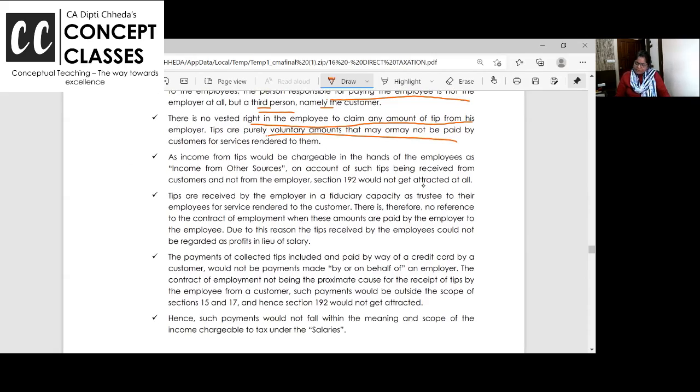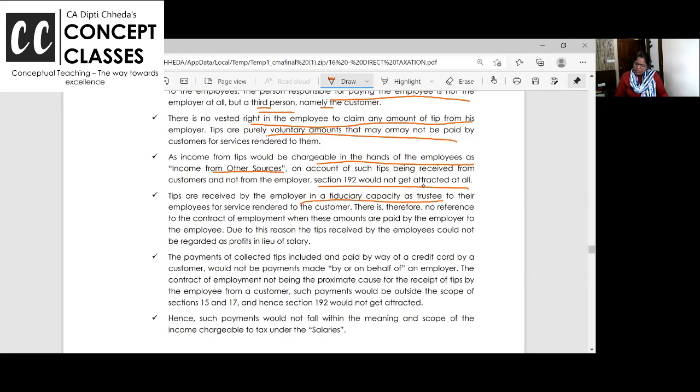Income from tips would be chargeable in the hands of the employee as income from other sources, on account of such tips being received from customers. Yes, so it will come under income from other sources, it will be taxable. So why should we deduct TDS under 192?